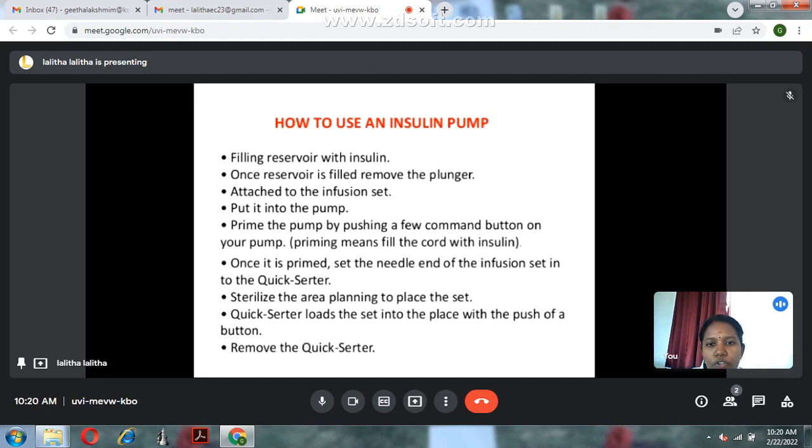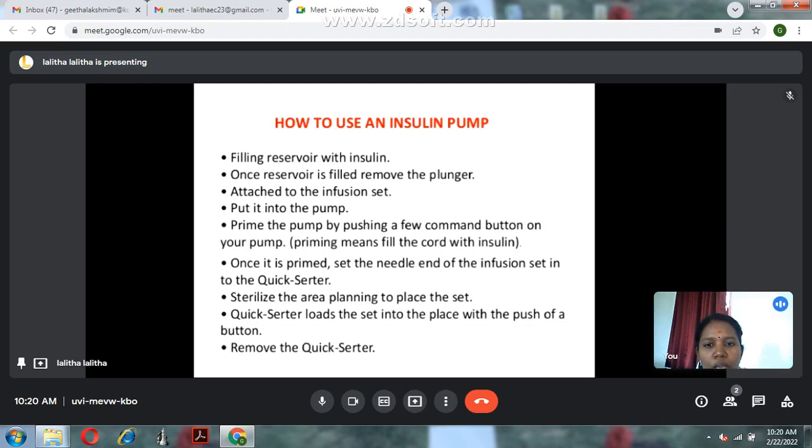Attach it to the infusion set. After that, once the reservoir is filled, it can be attached to the infusion set and put into the pump. Then prime the pump by pushing a few command buttons on your pump. We saw that a lot of buttons are available on our insulin pump. These buttons can be used to prime the pump.